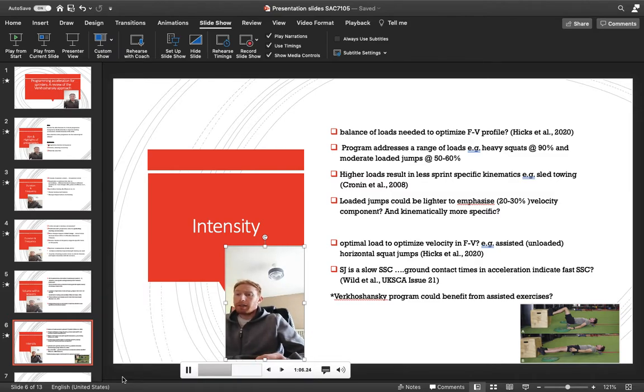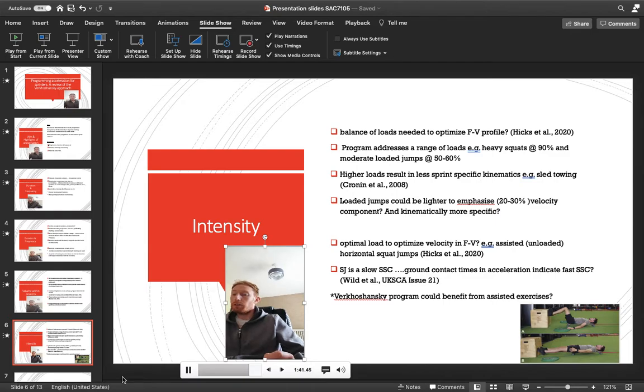to acceleration. If we look at work from Hicks, they've taken the squat jump and turned it into an assisted horizontal squat jump. So it's allowed them to really emphasize the velocity component of a slow stretch shortening cycle exercise. We want an exercise like squat jump in the program because we know we're getting a lot of good benefits from that force and extension that you can get with a squat jump. But how can we turn it into a fast stretch shortening cycle exercise?